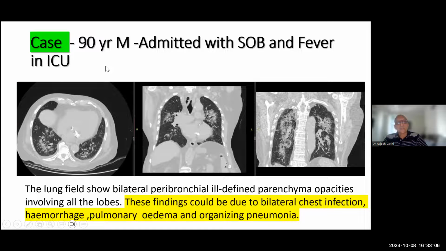This is a 90-year-old male admitted with shortness of breath in the ICU. Same findings, bilateral peribronchial consolidation involving the upper and lower lobes. That is the trachea, mildly distended esophagus. There is calcification in the AV groove, the atrioventricular groove. The opacities are mainly posteriorly located, so it fits in with pulmonary edema and/or bilateral chest infection. And the third possibility would be hemorrhage.